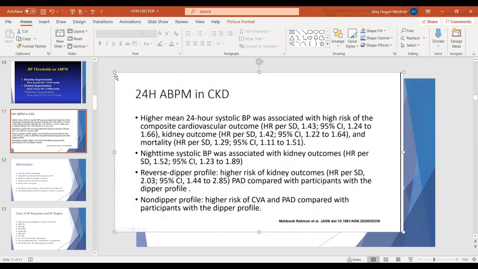So a higher mean 24-hour systolic blood pressure was associated with worse cardiovascular outcomes and mortality. The nighttime systolic blood pressure was associated a little bit more with the kidney outcomes; the reverse dipper profile had worse kidney outcomes. The non-dippers had more strokes, like when you get called at 6 a.m. and people are worried about AFib and a stroke, and their pressures are higher. It could be an embolic stroke, could be a hypertensive stroke, but the non-dipper has a risk of CVA and PAD compared to the dipper profile, is what they said.